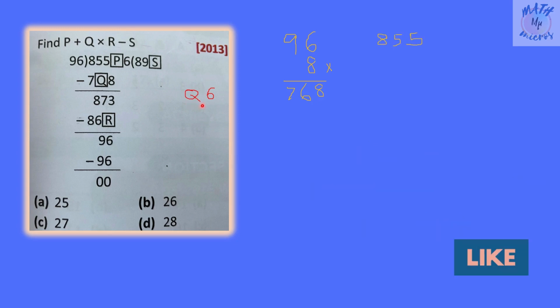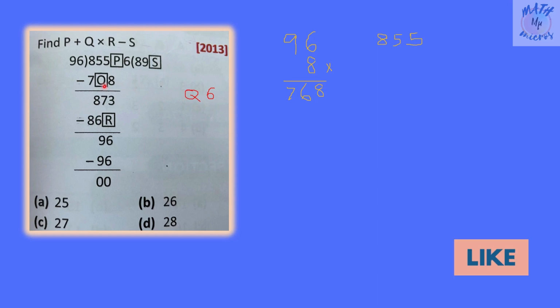Alright, Q is 6. So we substitute 6 instead of Q, and we try to subtract 855 and 768 so that we try to get whether we have the same answer here. I have tried to subtract 855 by 768, so I have got the answer 87. So 87 is the same as found here in the question.